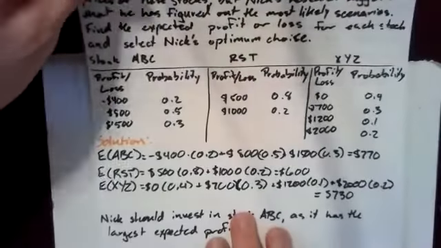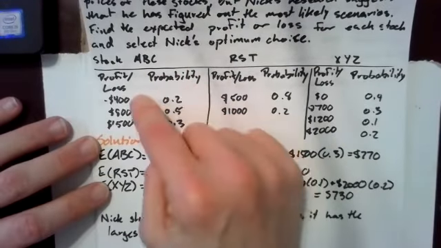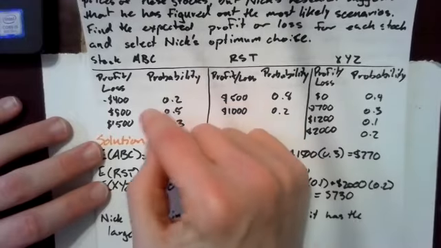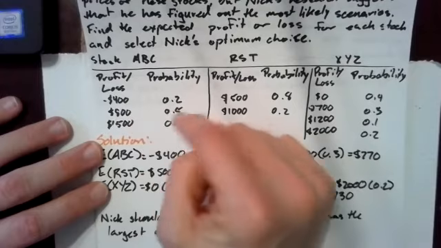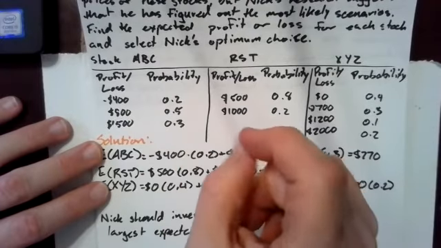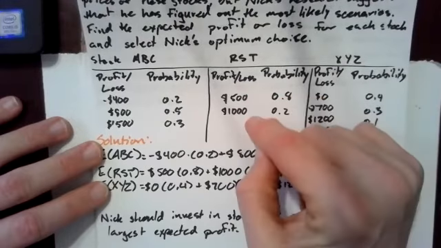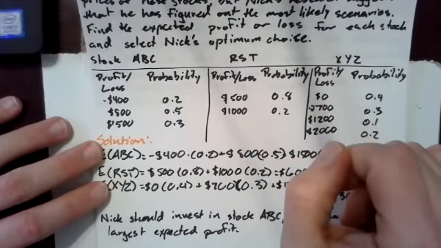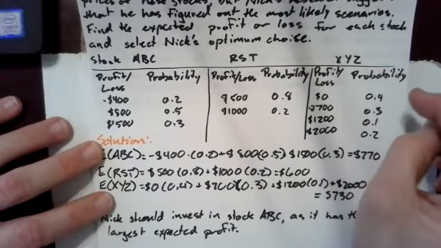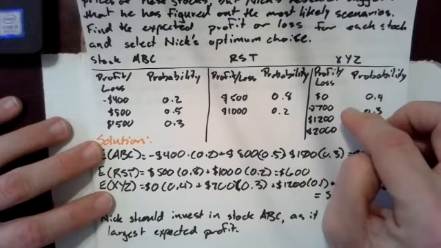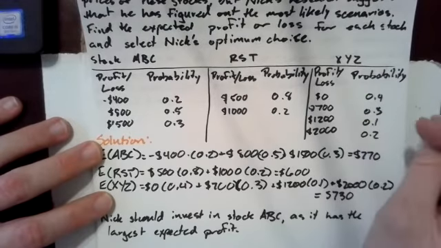So here we have information about the 3 stocks. The first one, ABC, he could lose $400 20% of the time, or gain $800 50% of the time, or gain $1,500 30% of the time. For RST, he gains $500 80% of the time and $1,000 20% of the time. And for XYZ, he breaks even 40% of the time, gains $730 30% of the time, gains $1,200 10% of the time, and $2,000 20% of the time.